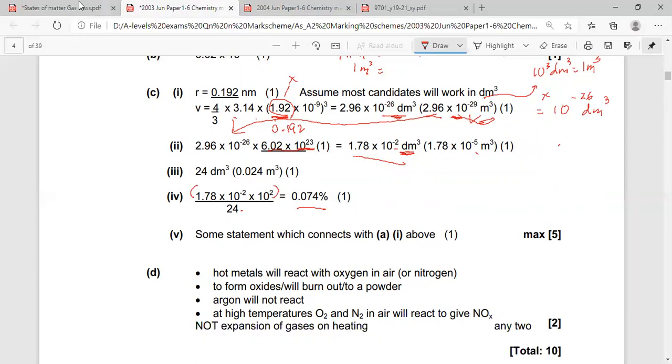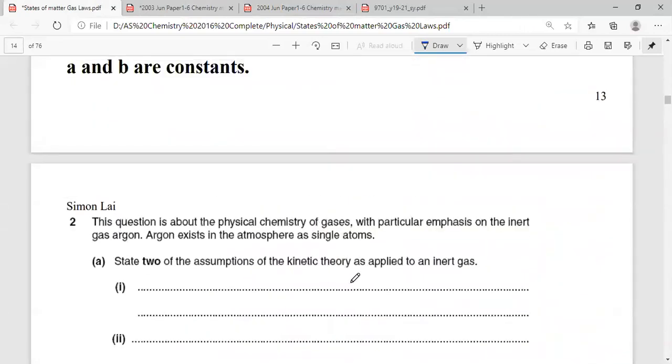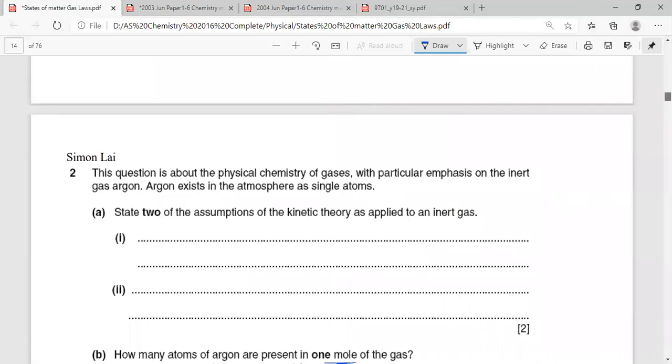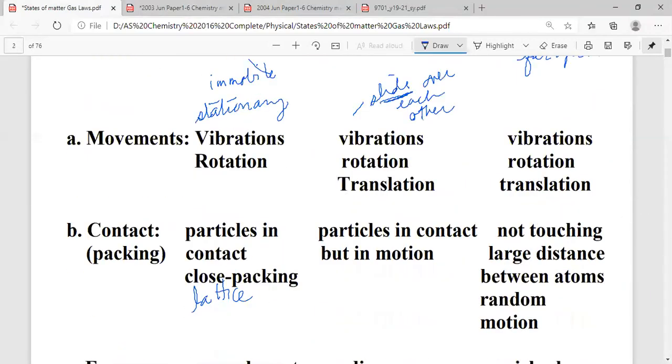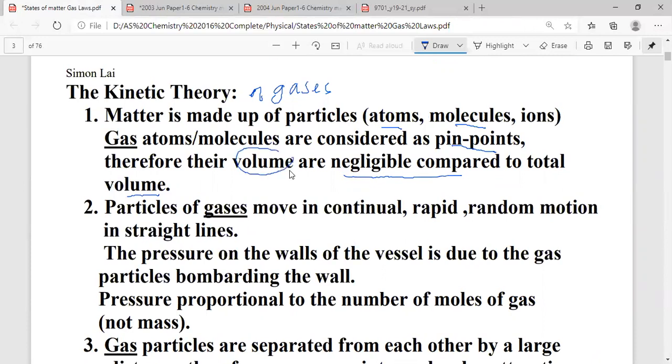Okay, so that's why it says here: explain, justify your assumption. And what's the assumption? 2 assumptions here. Now let's go to the assumption. You say the volume of the gas occupying this container is negligible compared to the total volume. 0.074%. You can even say the volume is equal to 0. Now let's go through a few more. I'll show you how the questions come out.